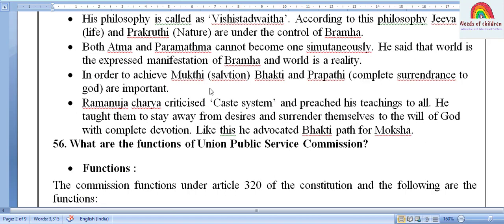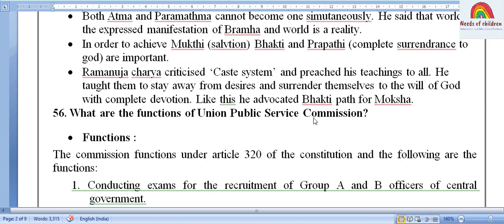In order to achieve mukti or salvation, bhakti and prapatti, complete surrender to God, are important. Ramanujacharya criticized the caste system and preached his teachings to all. He taught them to stay away from desires and surrender themselves to the will of God with complete devotion. Like this, he advocated bhakti path for moksha. So this is the answer. So let's move on to next question.